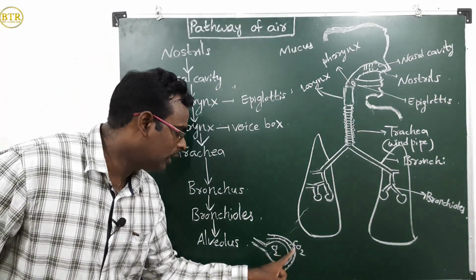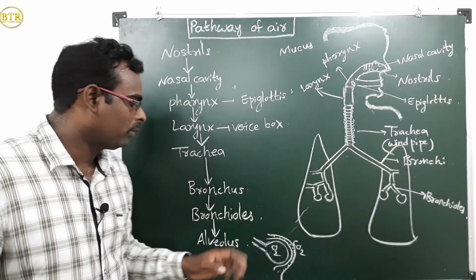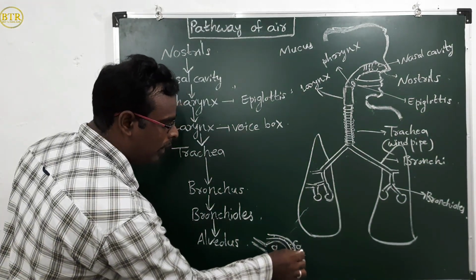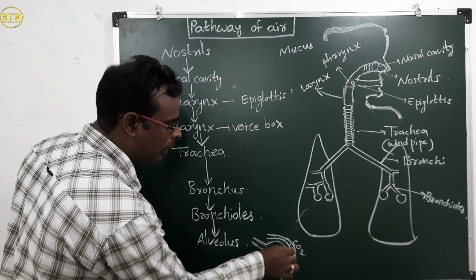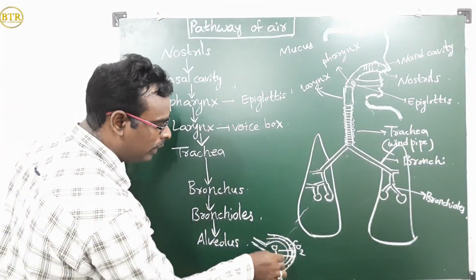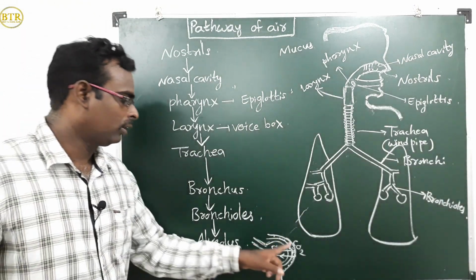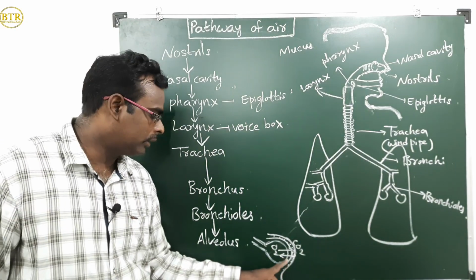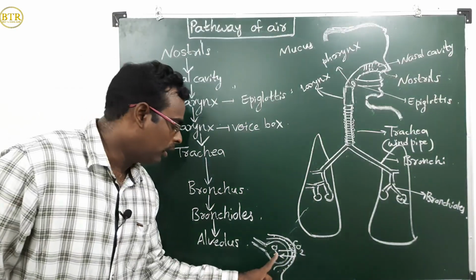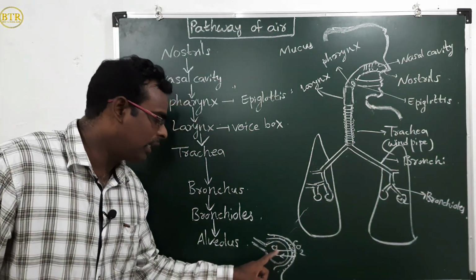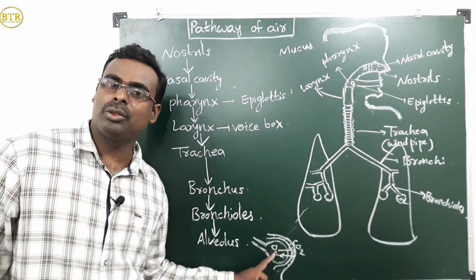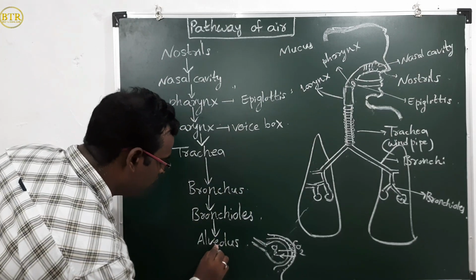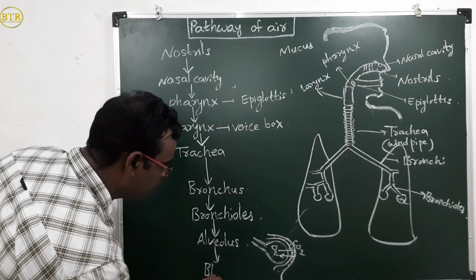Now carbon dioxide is present in the blood. Inside the blood capillary, carbon dioxide is there. Now the blood capillary takes up the oxygen and expels the carbon dioxide into the alveolus. Oxygen is present in the alveolus. From the alveolus, oxygen goes and enters into the blood. See here, from the alveolus to the blood.